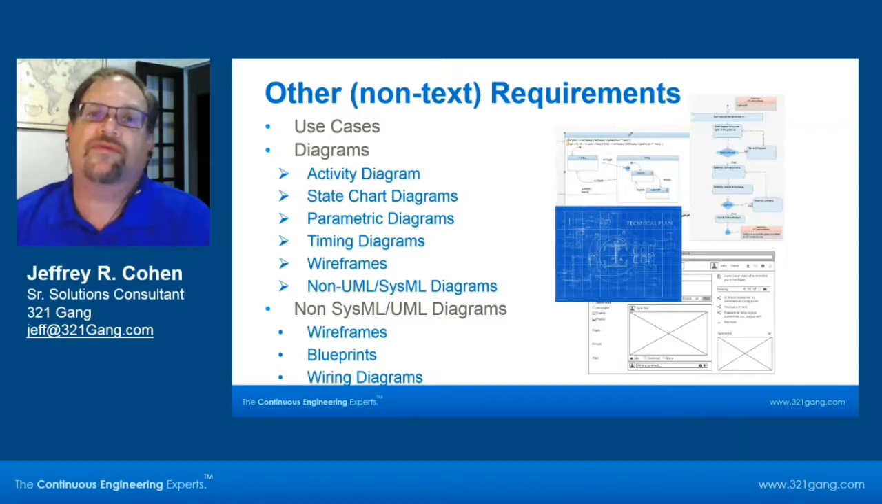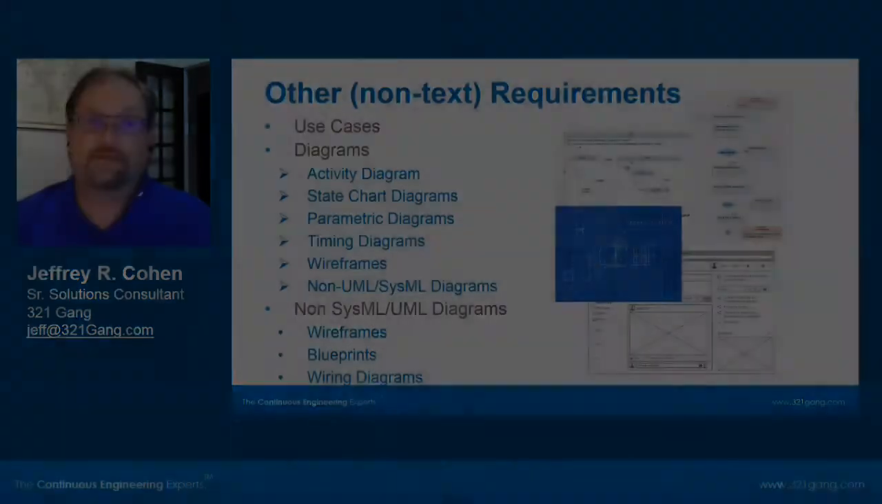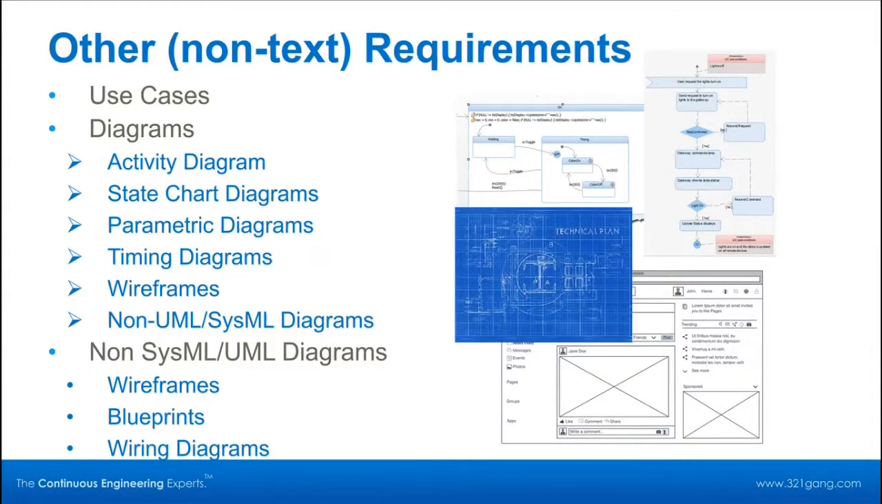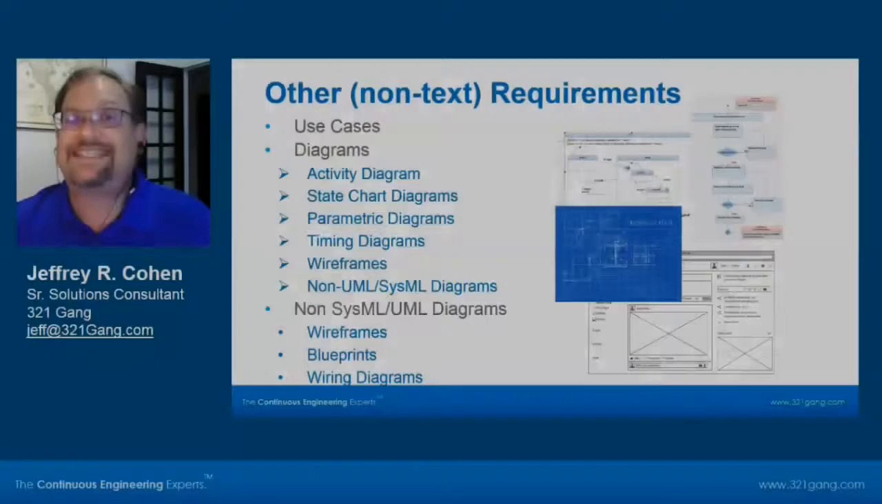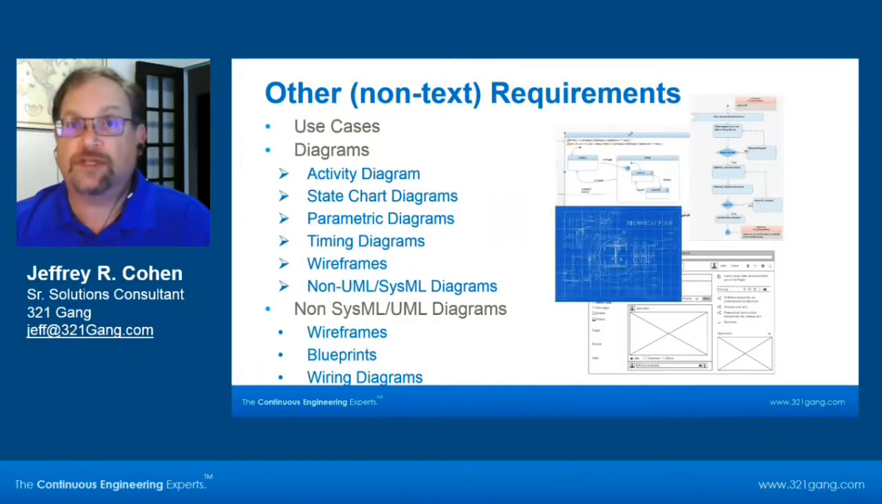Now, there are other things that are non-text type requirements. One of them is a use case. A use case is a diagram that's used to group things together, group requirements together in an implementation. We're going to talk about use cases in depth in the next video. You can also use other types of diagrams in addition to text or instead of text to refine that use case, to state what the system is supposed to do.